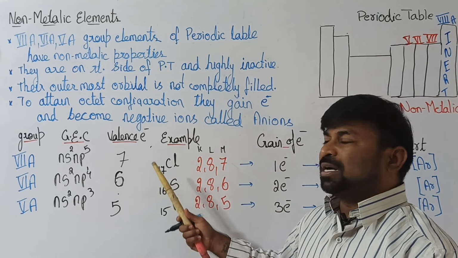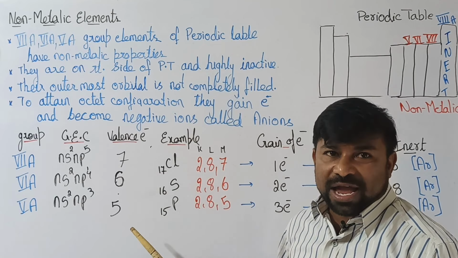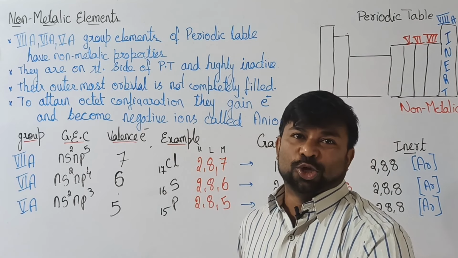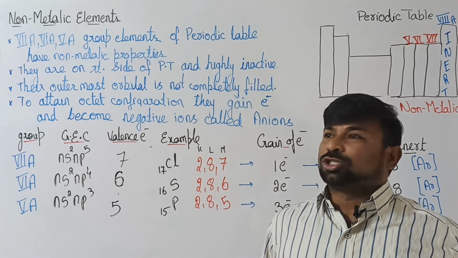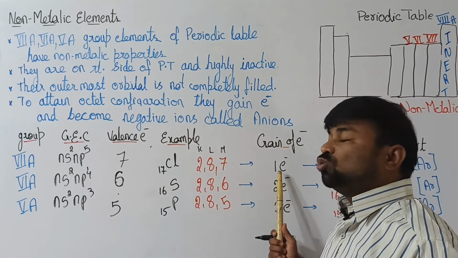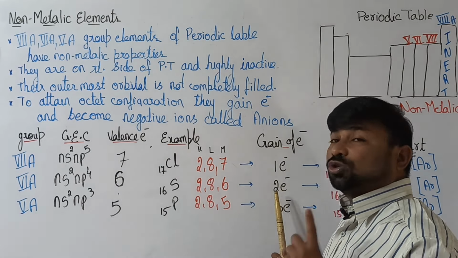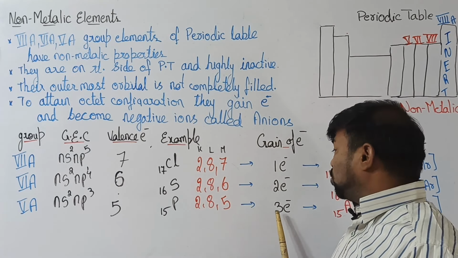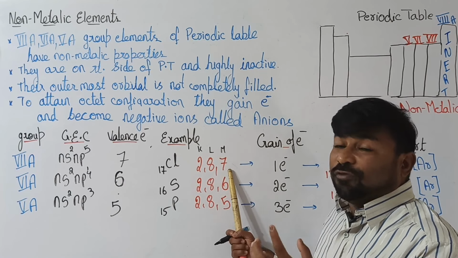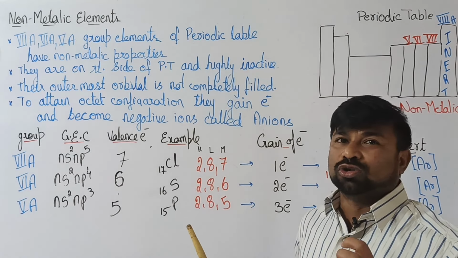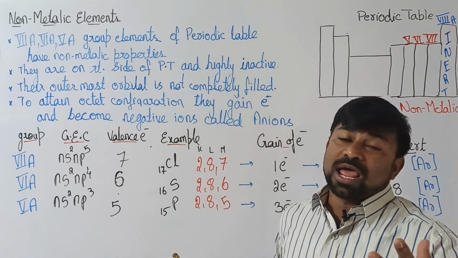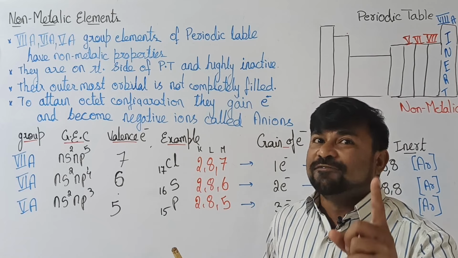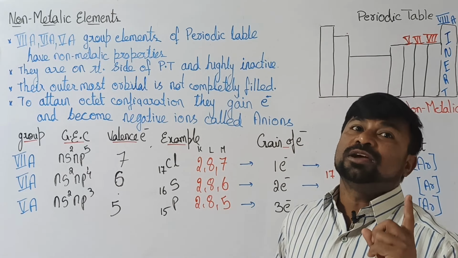So all these group elements, 7A, 6A and 5A, whose outermost orbital is not completely filled, are highly active. The 7A group element wants to gain 1 electron, the 6A group element wants to gain 2 electrons to become stable and get the octet configuration, whereas 5A group elements want to gain 3 more electrons to fill the outermost orbital with 8 electrons so that they become stable. If they are stable, as you all know, there is no need for them to participate in any bonding once they get the octet electronic configuration.